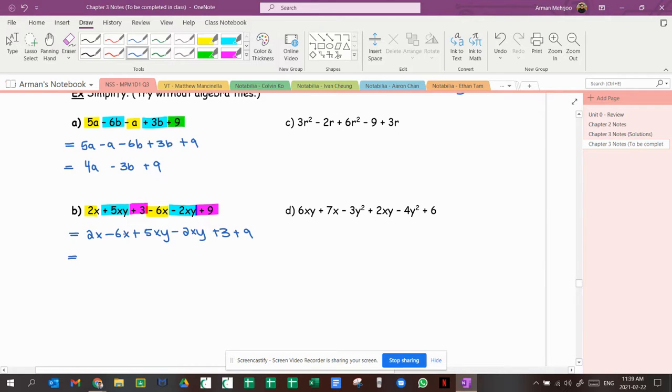Now I have positive 2x minus 6x. Imagine your algebra tiles and imagine yourself crossing out your zero pairs. You'll be left with minus 4x. Plus 5xy minus 2xy leaves you with plus 3xy. And then plus 3 plus 9 leaves you with plus 12. Let's do example C. Let's identify my like terms.